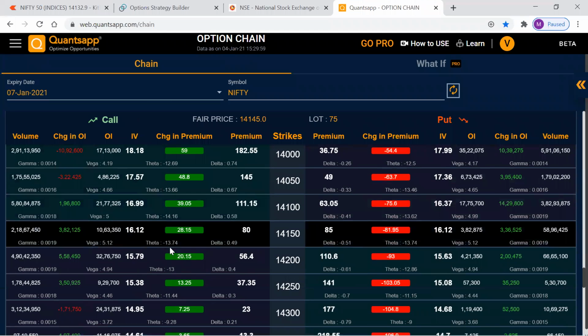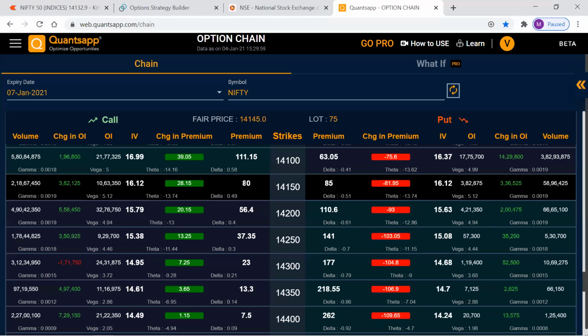Look at the value of theta. It's just minus 13, right? It's just minus 14. It's a negative number. So if delta and gamma are trying to increase the value of premiums, theta will try to decrease the value of the premium. Now see, for this strike, premium is 80, delta is 0.49, and gamma is 0.0019.